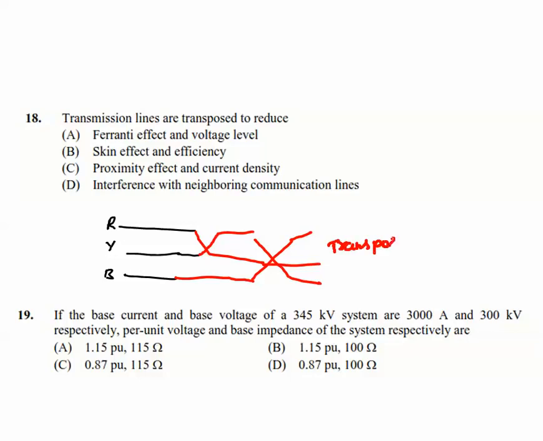So transposing of lines. Okay, so this transposition is done to avoid or reduce the interference with the neighboring communication lines. Why? Because normally in transmission lines we will use the conductors like this, and also we will use the same tower for communication lines also. So this is for communication and this is for power lines. Okay, so in order to avoid the interference with the neighbor communication lines, we will transpose the conductors.